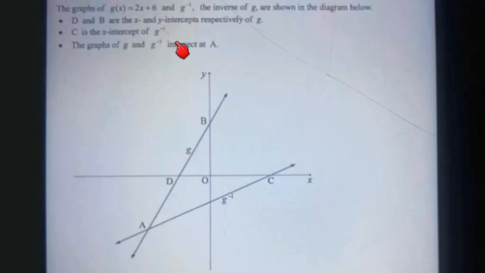The question. Now the statement says the graphs of g of x equals 2x plus 1. This is a positive gradient. Both of them are. And now they say the inverse of g are shown in the diagram below. D and B are the x and y intercept respectively of g. C is the x-intercept of the inverse of g. The graphs, plural, of g and its inverse intersect at A.